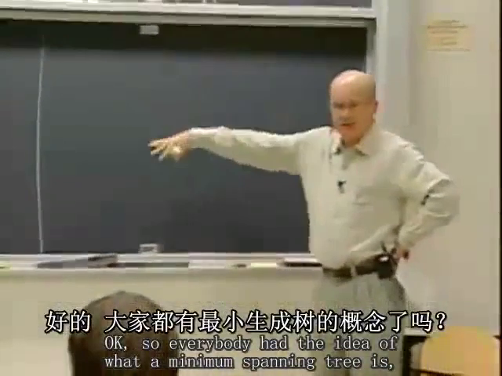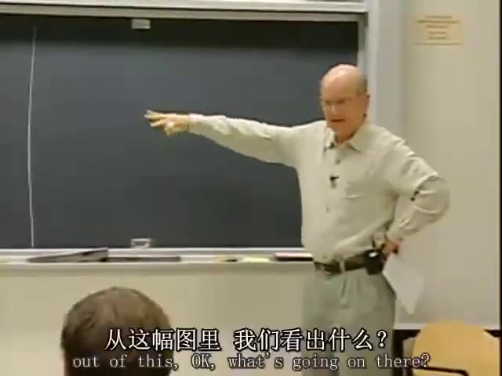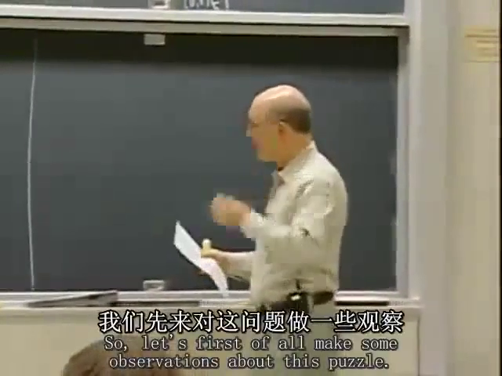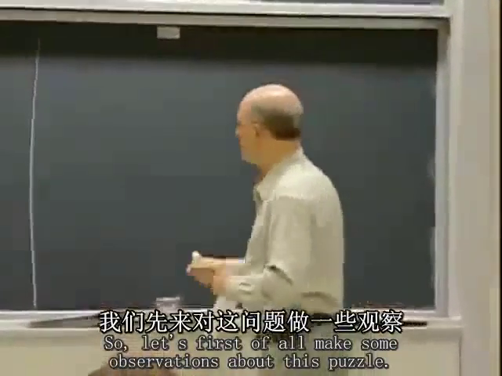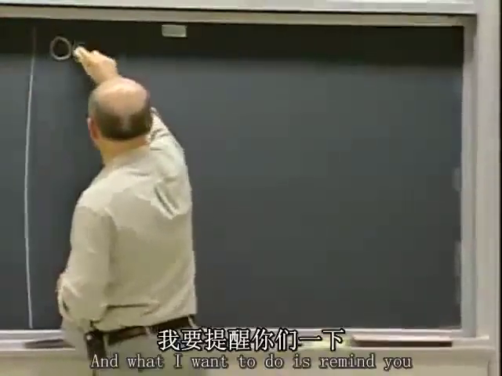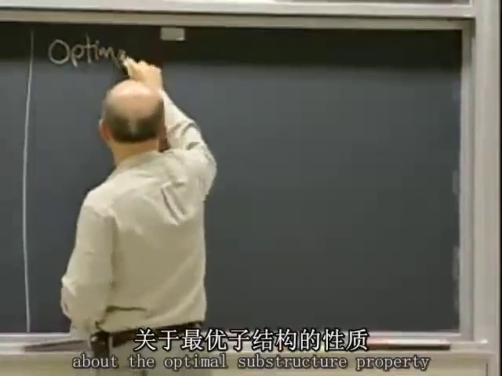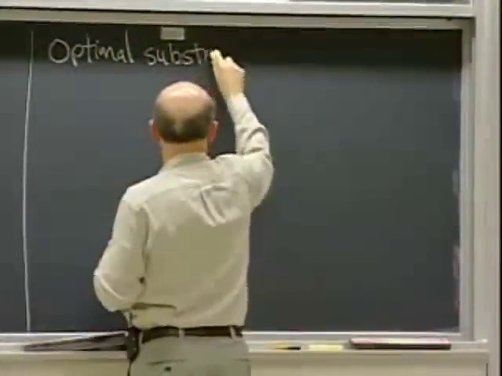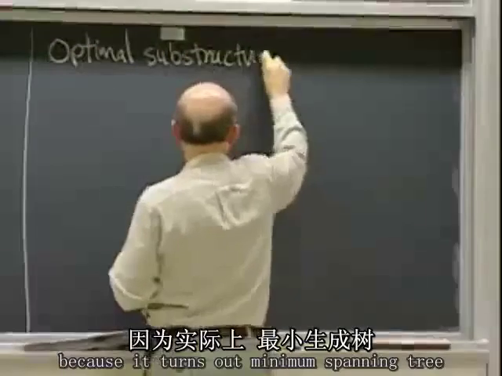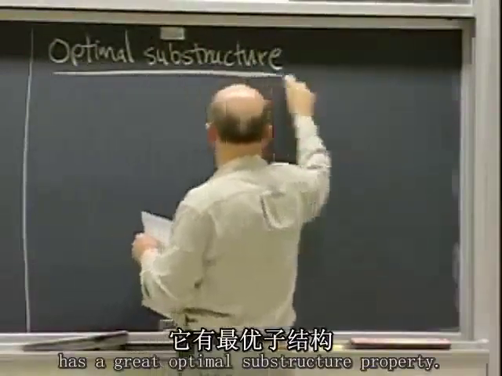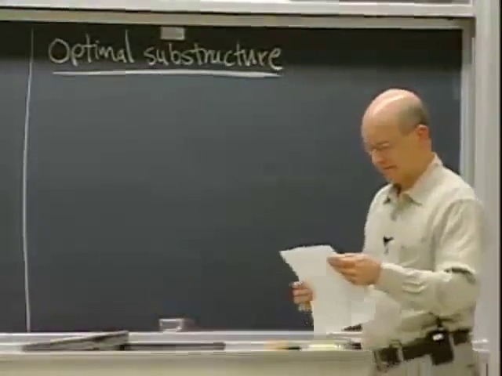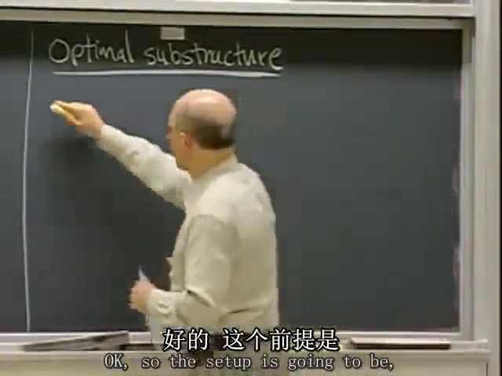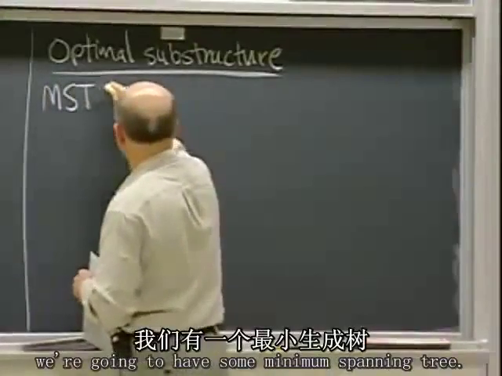So everybody have the idea of what a minimum spanning tree is then? Okay, let's first of all make some observations about this puzzle. And what I want to do is remind you about the optimal substructure property, because it turns out minimum spanning tree has a great optimal substructure property. So the setup is we're going to have some minimum spanning tree, let's call it T.